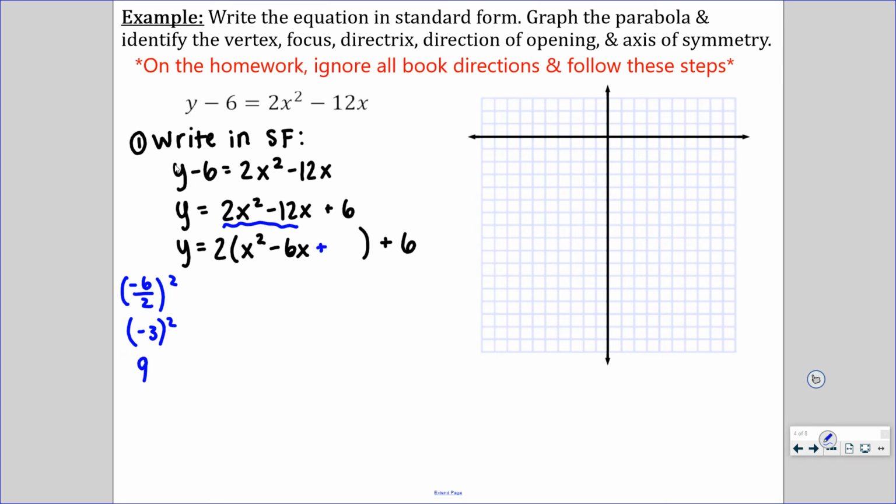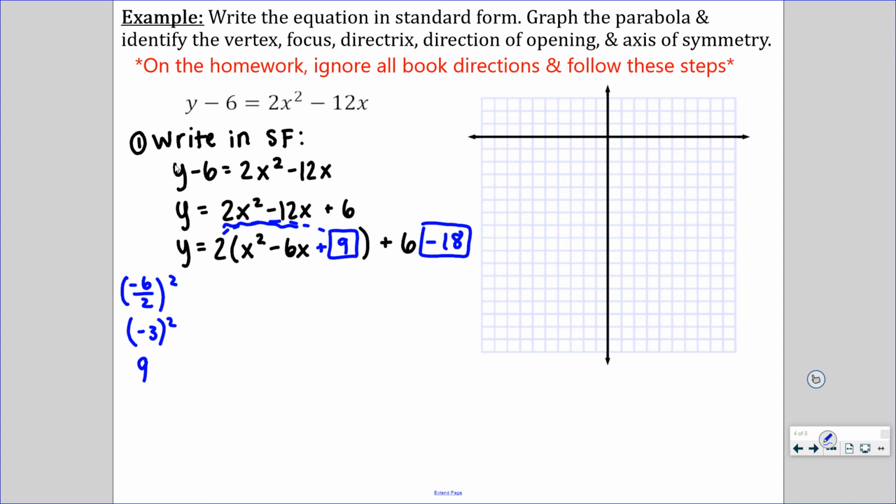Plus 9. And I like to draw it in an actual box. Then you have to subtract 9 from the outside. We do have to subtract it, but I really added in an 18, because of the 2 out front. We did 15 million examples of this in class. All right, I really just added in an 18, so I have to counter that by subtracting an 18. I like to put that in a box too.